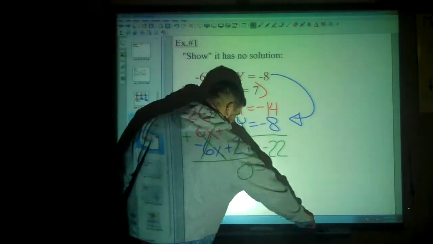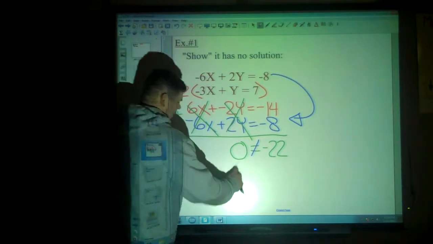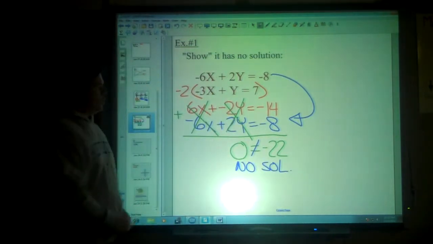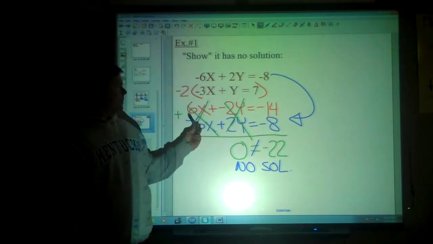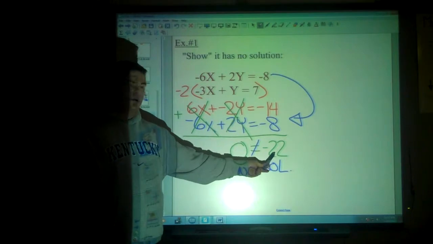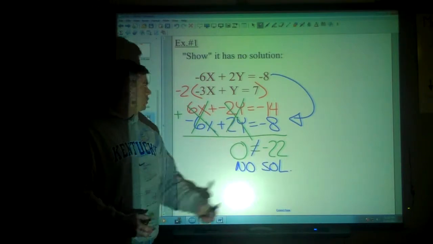That's an untrue statement. So there are no solutions. When you use linear combinations, what will happen is both the x's and the y's will end up canceling out, and it'll equal a number that it can't equal. So no solution.